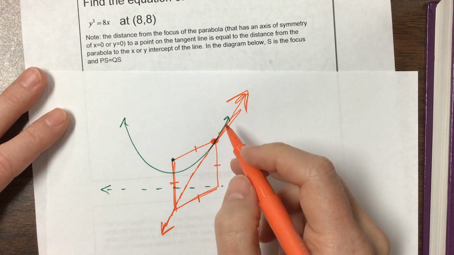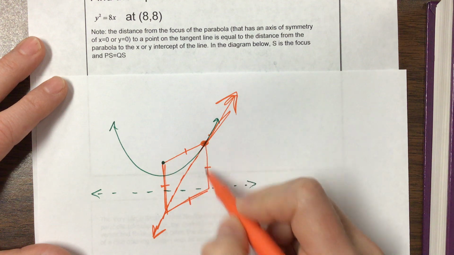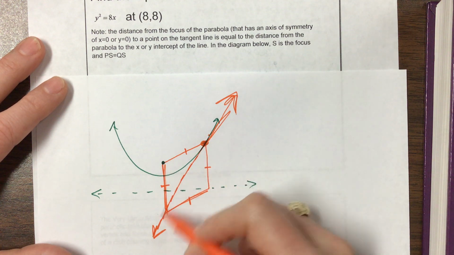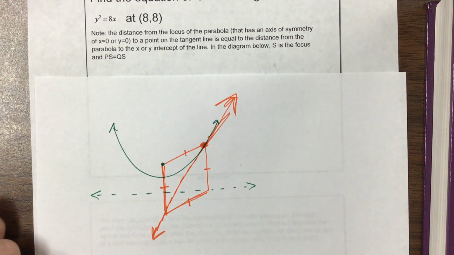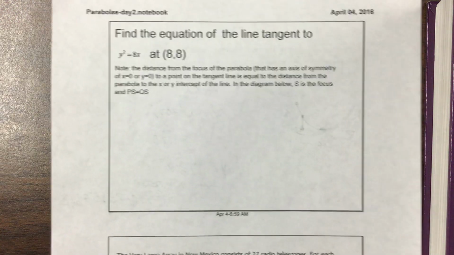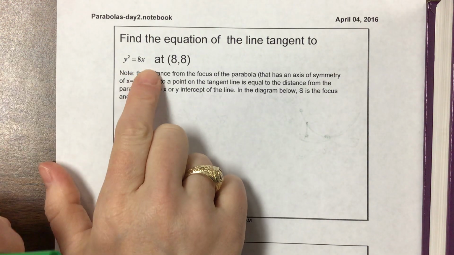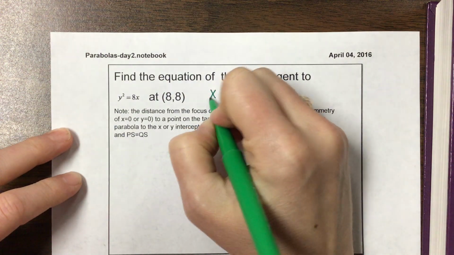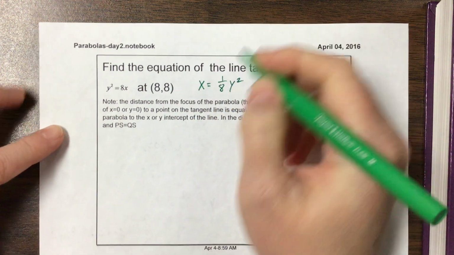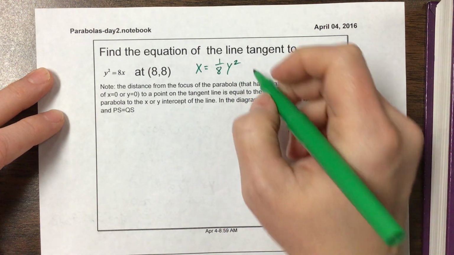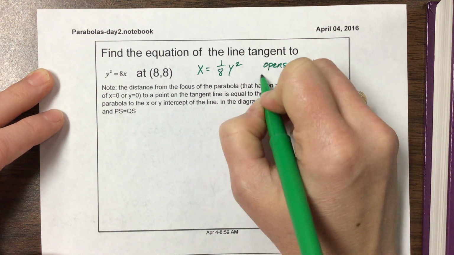So in this first problem, we figure out how long these distances are, and then we come down this way, and then we write the equation of that line. So the goal is to find a rhombus and then go from there. So here was the problem they gave us, and they said that y squared is equal to 8x. So x is equal to 1/8 times y squared. So this one is going to open to the right, and the vertex is the origin.